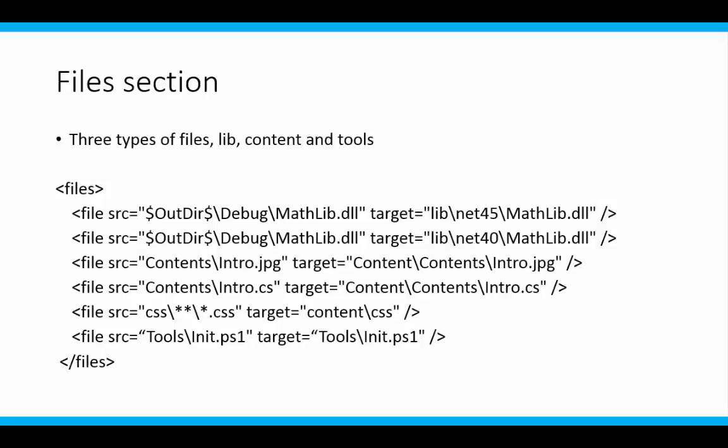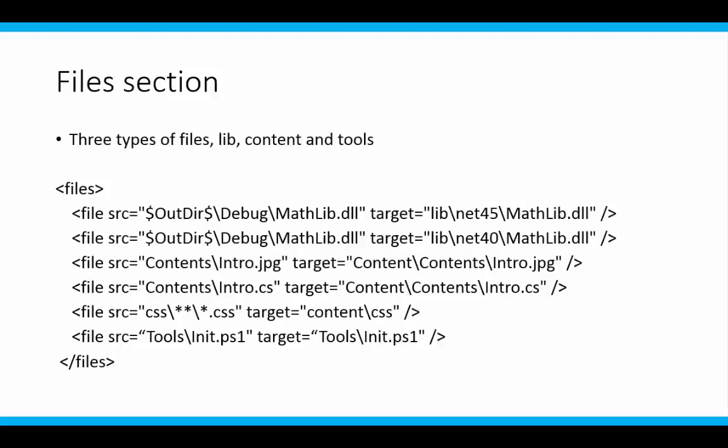In the files section, there are three types of content that we can put. We can put lib, content, and tools. Inside of lib is where we're going to put our DLLs, and there's a well-known pattern. For example, we can see here that net45 and net40 mean that those libraries will be used depending on whether our project is a .NET 4.0 project or a .NET 4.5 project. It'll take one of those versions to install into the reference.